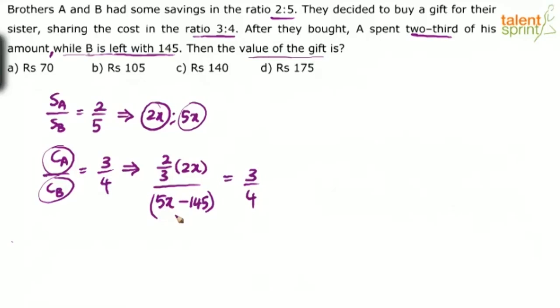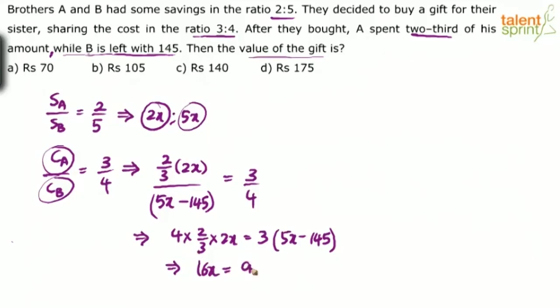Can you not simplify this and find out the value of x? Quickly do that. So what happens? I think this 3 gets multiplied here. So we have 4 into 2/3 into 2x equals 3 into (5x minus 145). Solve this now. So this is 4 into 2, 8, 8 into 2, 16x equals 9 into 5x minus 145. I'm sure you can work on this to get the answer. So 9 into 5, 45, 45x minus 16x, 29x is 9 times 145, right?